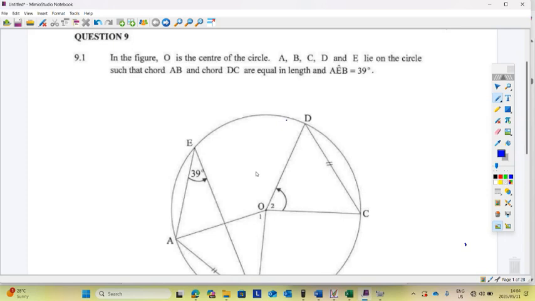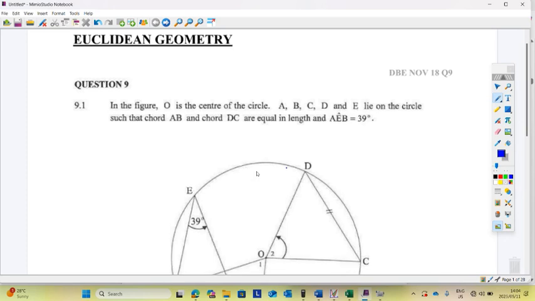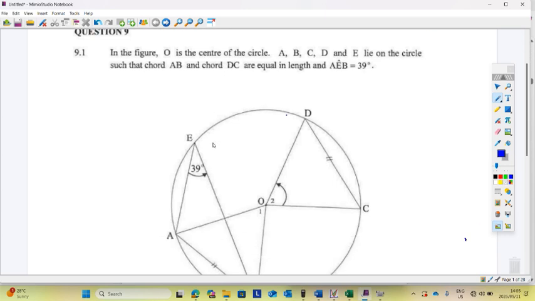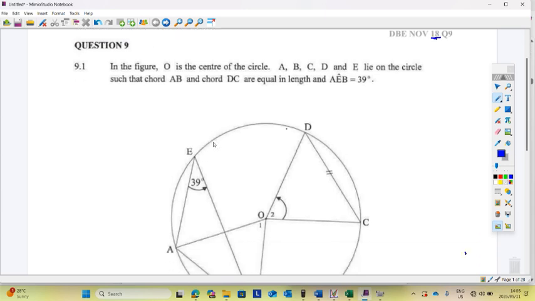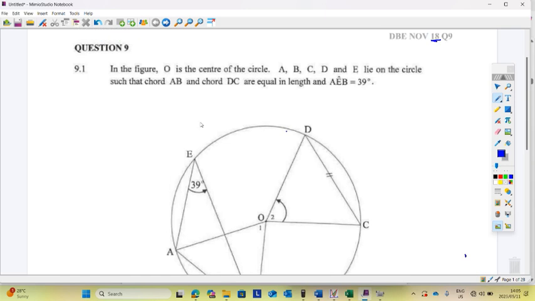I want us to look at Euclidean geometry. This question is grade 11, November 2018. We are going to look at question 9, 10, 11. Someone requested that I explain a few of the questions, but I'll just do the whole section of Euclidean geometry, starting with question number 9, 9.1.